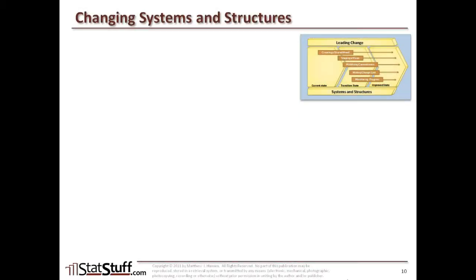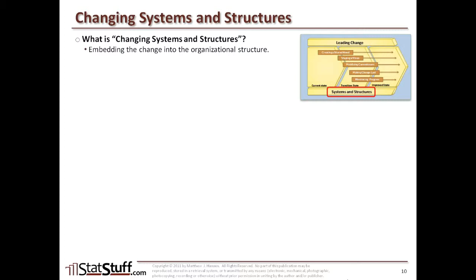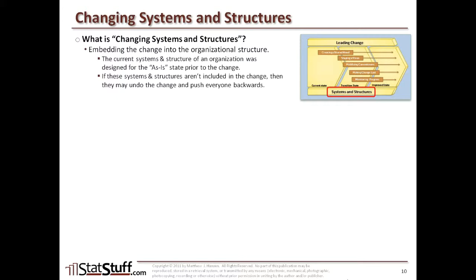And finally, for the last part within this CAP model, it's changing systems and structures. So what do we mean by that? That's embedding the change into the whole organizational structure. The current system and structure of an organization was designed in the as-is state, prior to the change being implemented. Now, if those systems and structures aren't included in the change, then what you may end up doing is undoing the change and pushing everyone backwards to that prior state. It'll make the change look like it was just a flavor of the month and it really didn't do anything at all. You really want to avoid that if possible.